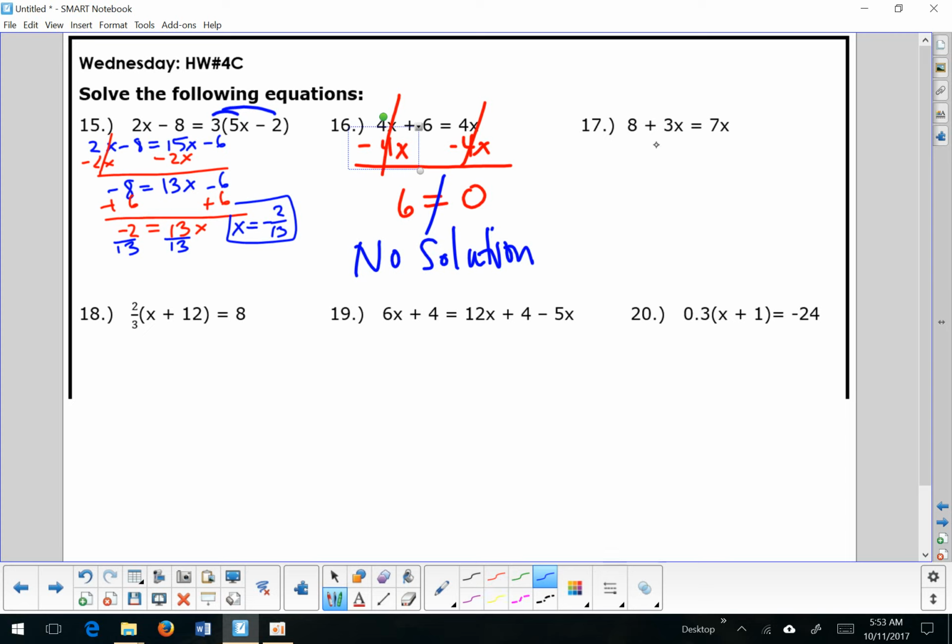All right, let's take a look at number 17. I'm going to subtract 3x from both sides here. I'm going to rewrite my problem, and now I'm going to divide by my coefficient. Nice and easy here. X is equal to 2.